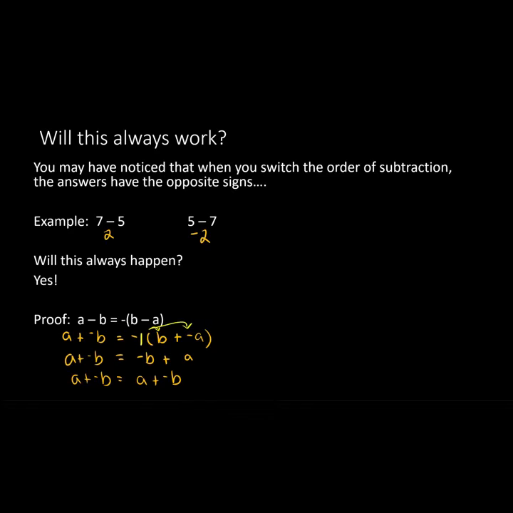Now, this can come in handy when you're doing messy subtractions, say with polynomials. If you have to do them 2 different ways, if you were to switch the order of the subtraction, you would simply be switching the sign of every term in the answer. So a handy thing to know. Hope this video helped, and you know now that it will always work.